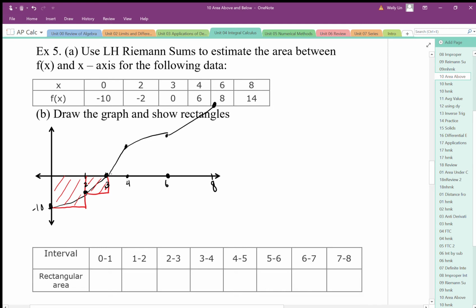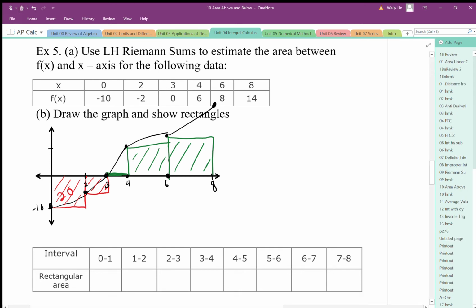Okay, here are my left-hand Riemann sums. These are my left-hand Riemann sums. Okay, and these areas are above. Okay, so these would be positive displacement. So if I was to talk about the areas here, we know that the area below is going to be, well, this is a 2 by 10 rectangle, so 20. Okay, I should maybe put in my little bit here. It's going to be 6, 8, and that's way up at 14.